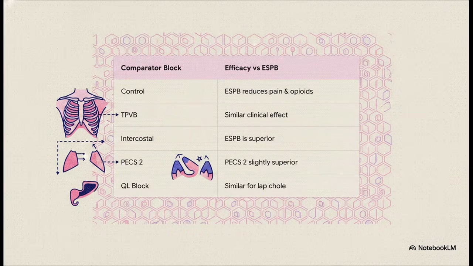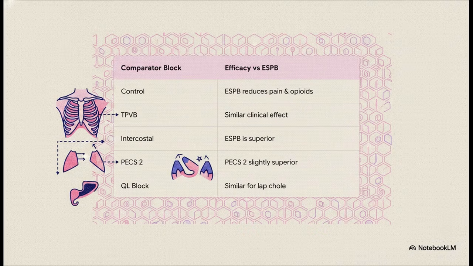We don't just rely on anecdotes, we have a robust comparative data matrix. When tested against non-blocked controls, the ESP block consistently and significantly reduces both postoperative pain scores and systemic opioid requirements. But how does it stack up against our other heavy hitters? Against the gold standard thoracic paravertebral block, ESP largely matches the clinical efficacy, providing similar opioid-sparing effects but arguably with a simpler and safer ultrasound window.